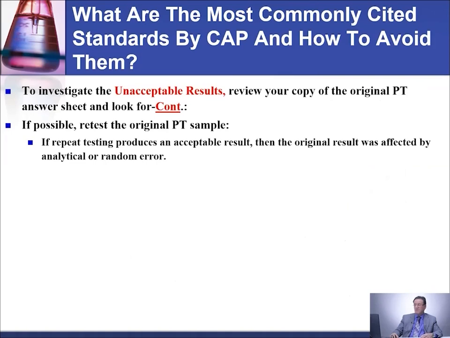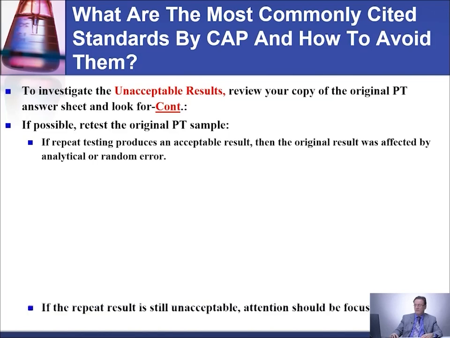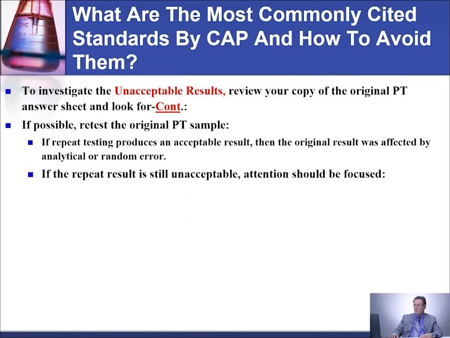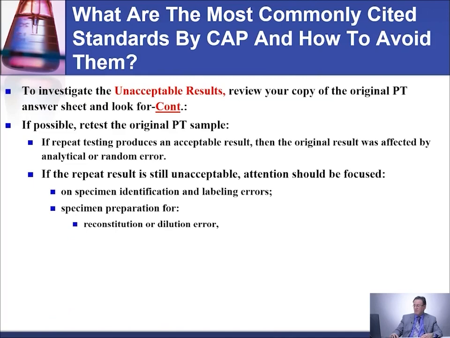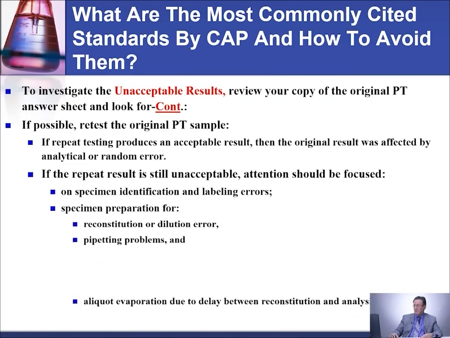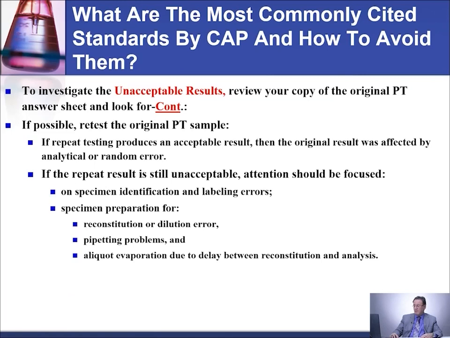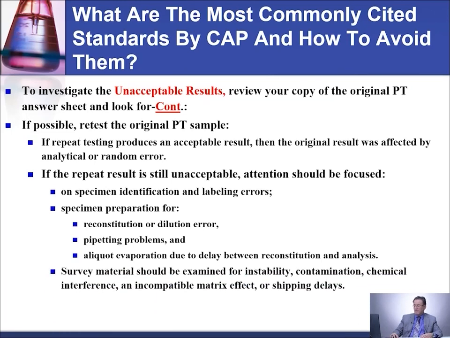If repeat testing gives you acceptable result, just call it maybe random error and just sign and file. If the repeat testing is still unacceptable, you should look for the specimen identification and labeling error, specimen preparation for reconstitution or dilution error, pipetting problems, and aliquot evaporation, maybe due to delay between reconstitution and analysis. Also look for survey material.